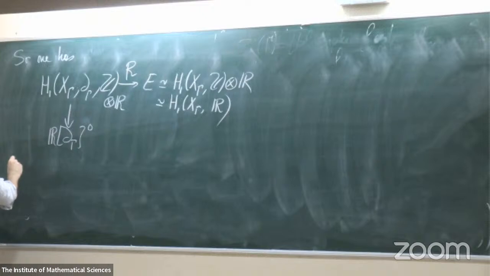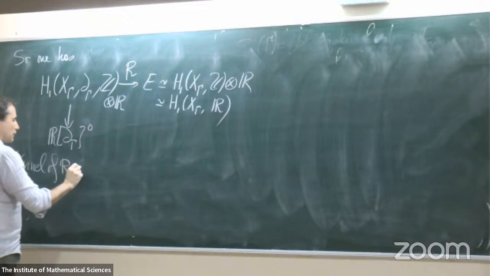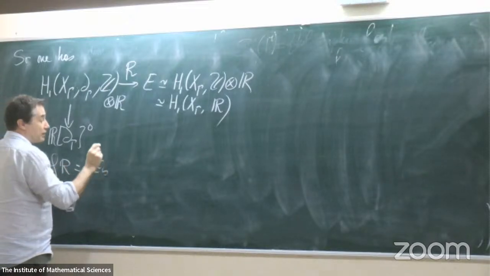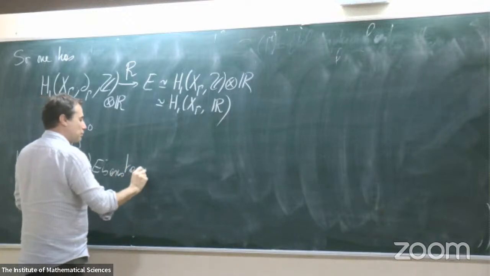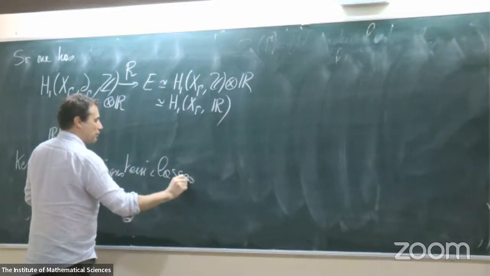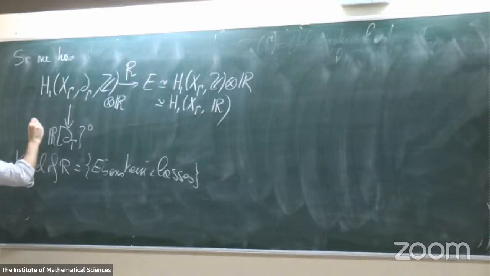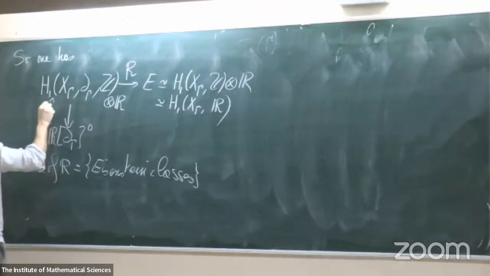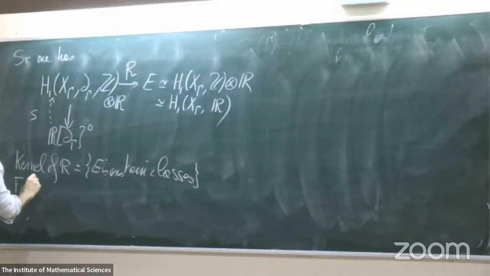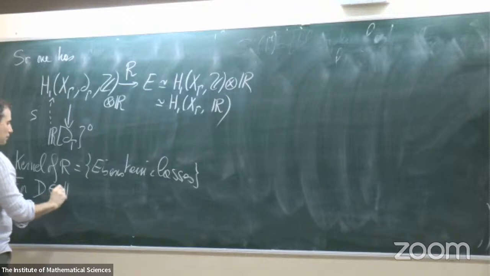So now the kernel of R is a set of Eisenstein classes by definition. And obviously, now if you take a divisor of degree 0, there will be only one Eisenstein class who has the same divisor. So you have a section actually here in R.